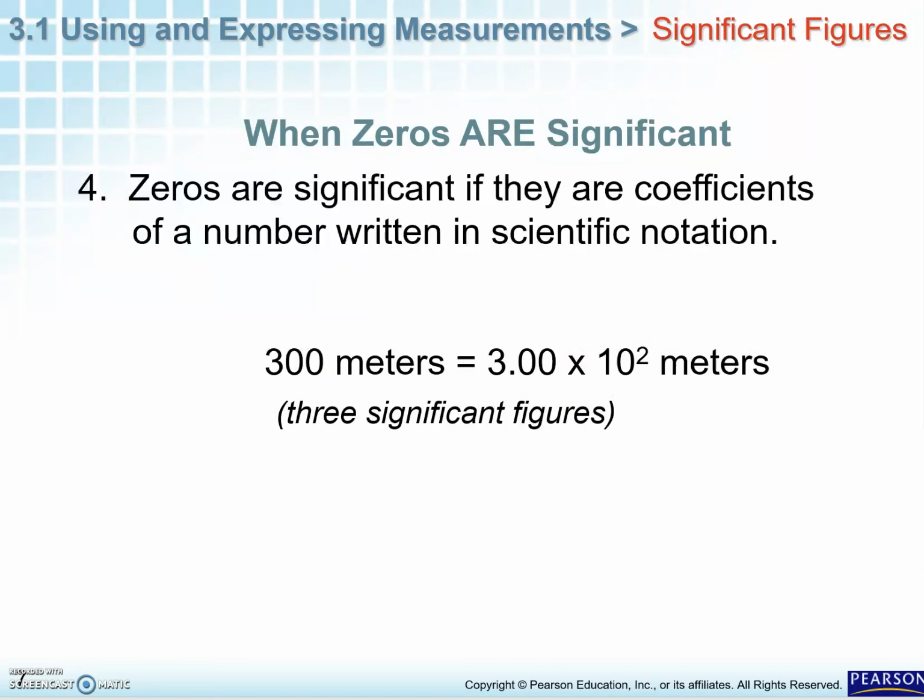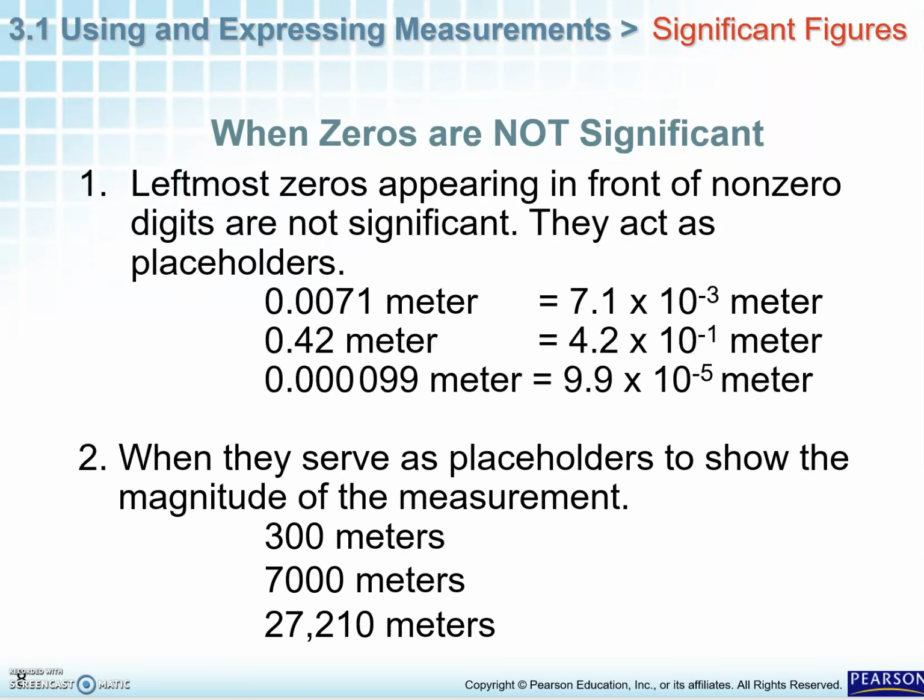Since they are still used as decimal points or as numbers after the decimal point, that shows they are significant, and they are used as a coefficient here in scientific notation. Now, there are some exceptions when zeros are not significant.